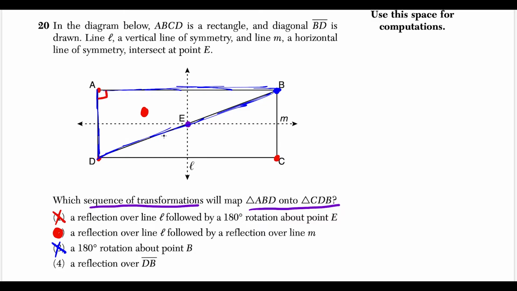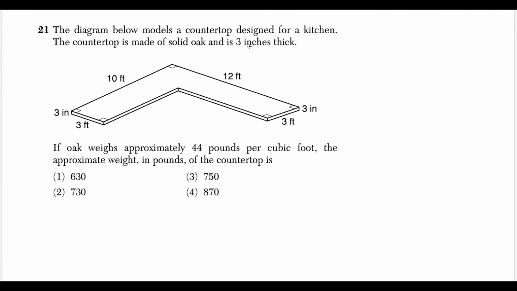And now a reflection over line DB. The problem with that is if we follow the right angle, if we were to reflect the right angle over line DB, that would send it over here and it would look something like this. And you would see that it doesn't fall on triangle CDB. So that's how I know choice 4 is out. Definitely choice 2.